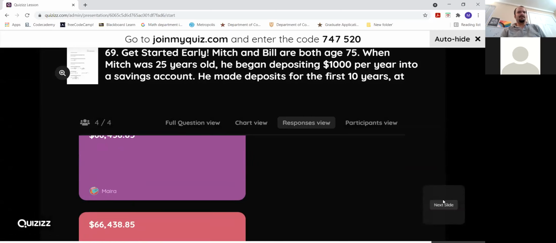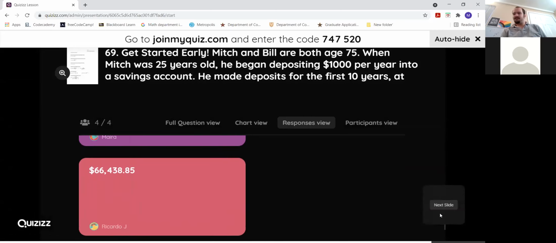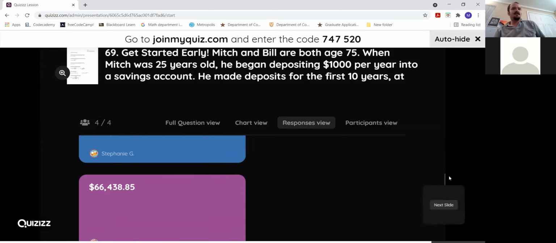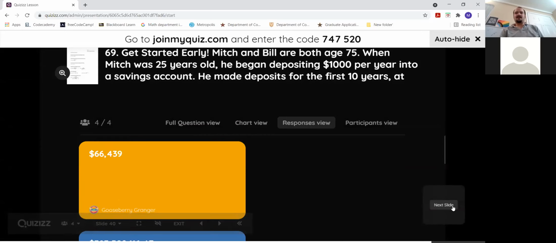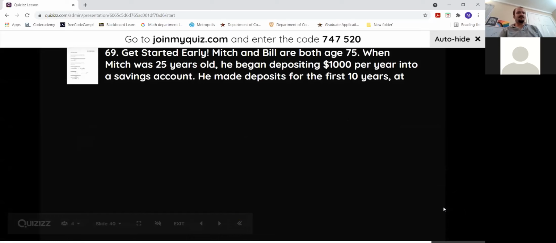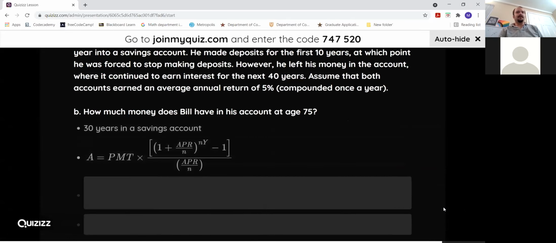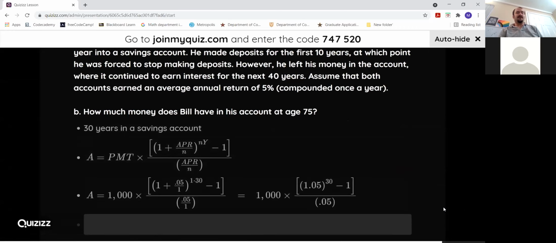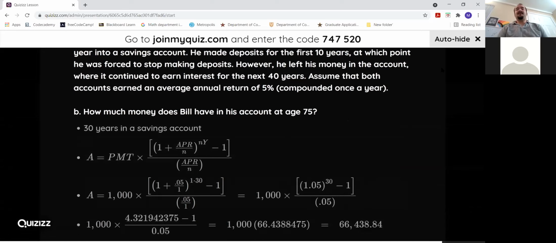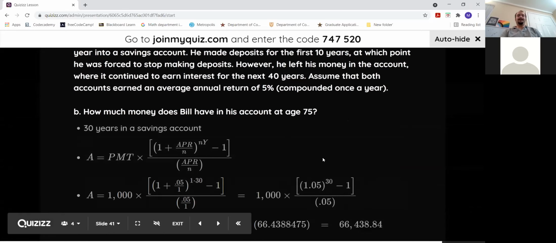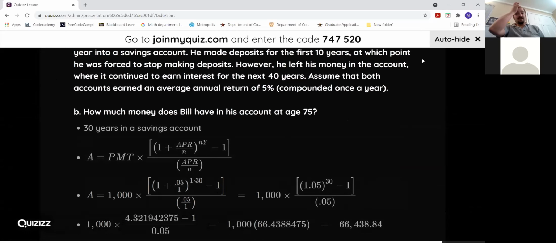What are y'all telling me? 66,439. Woo! Yeah. Okay. Nearest dollar. So I think 2 of you are getting it. But we're doing it for 30 years. So that is the formula. It looks very similar to the previous one, but the only thing that changes is my years is 30. So 1.05 to the 30, I subtract 1, I divide by 0.05, and I multiply it by 1,000. I should be getting something around 66,439.